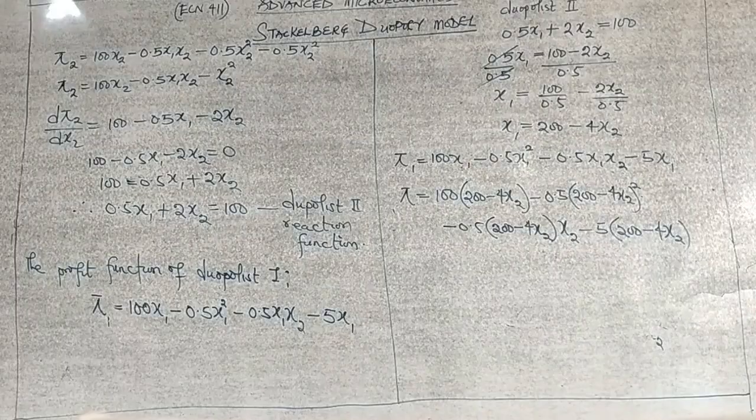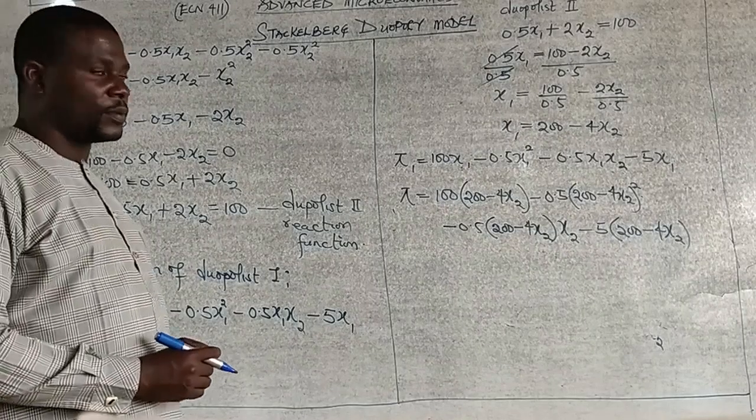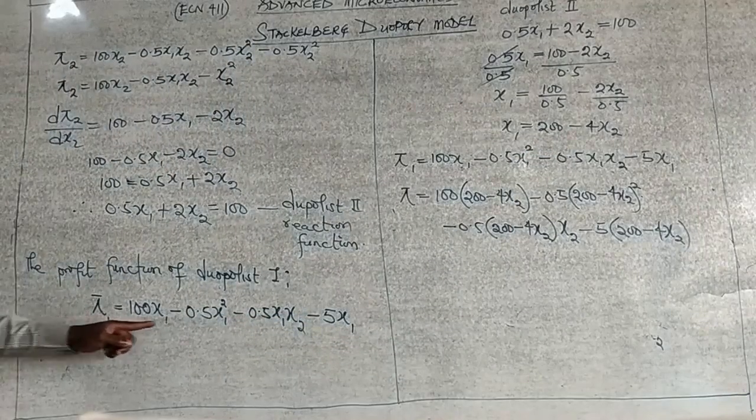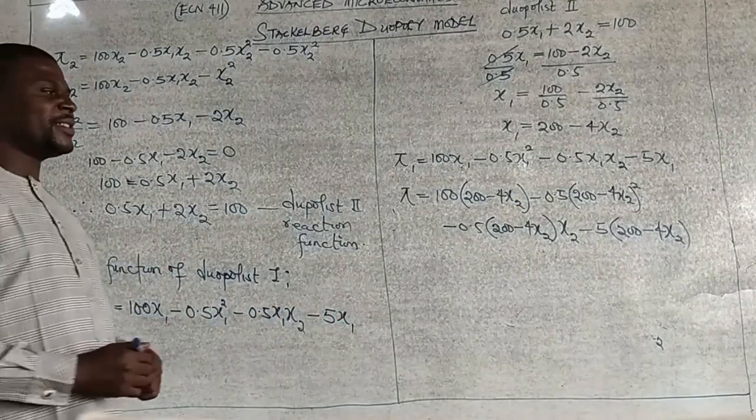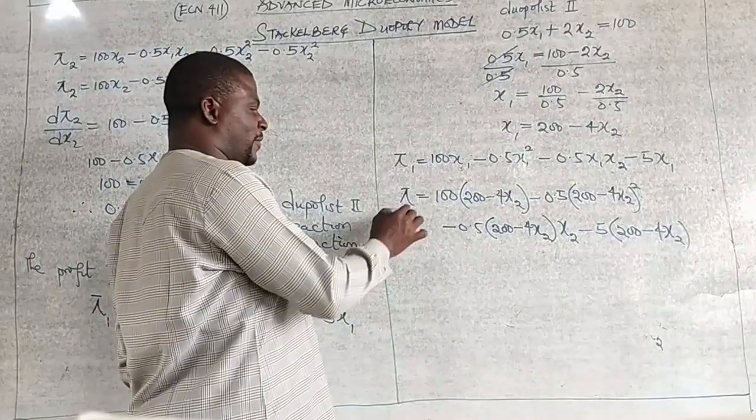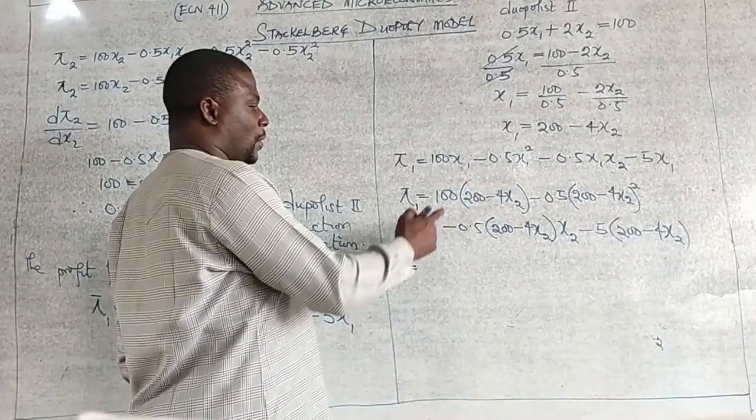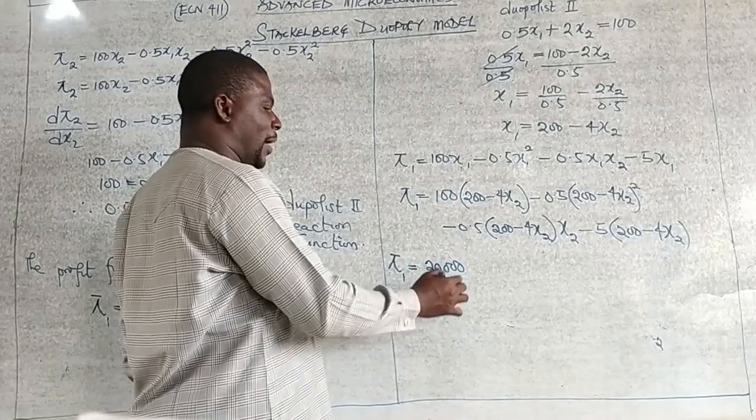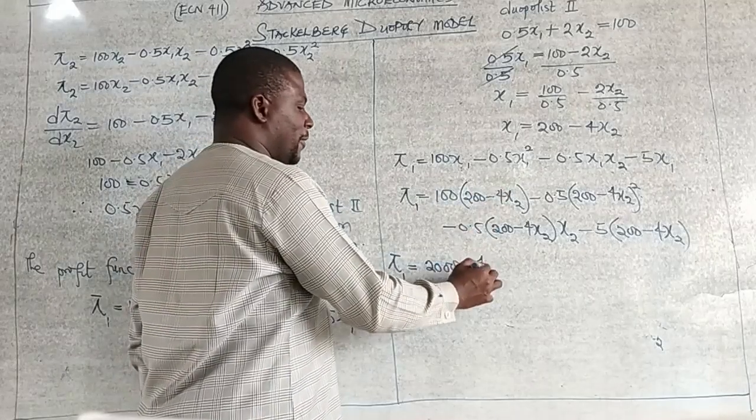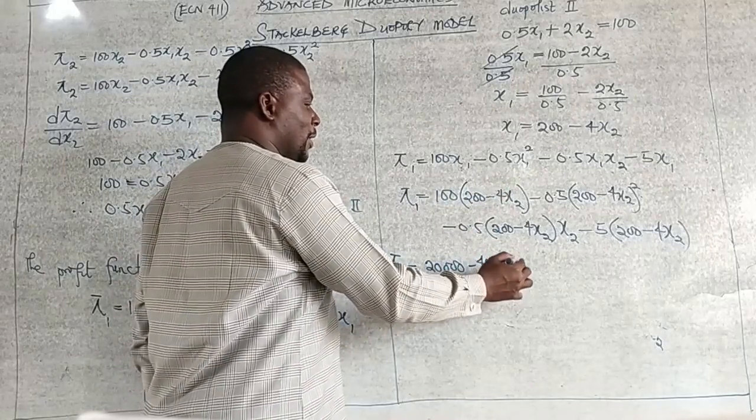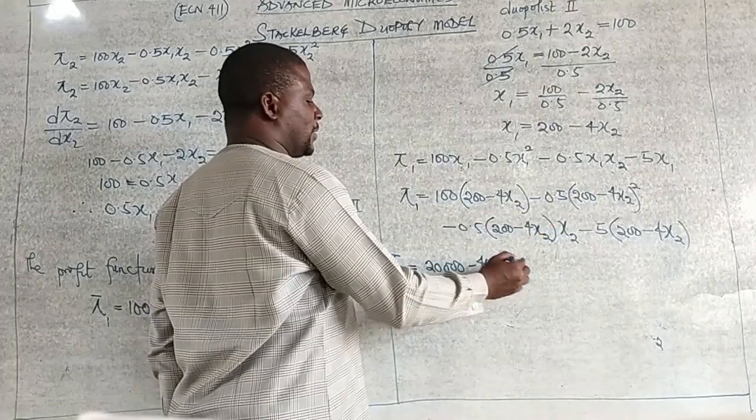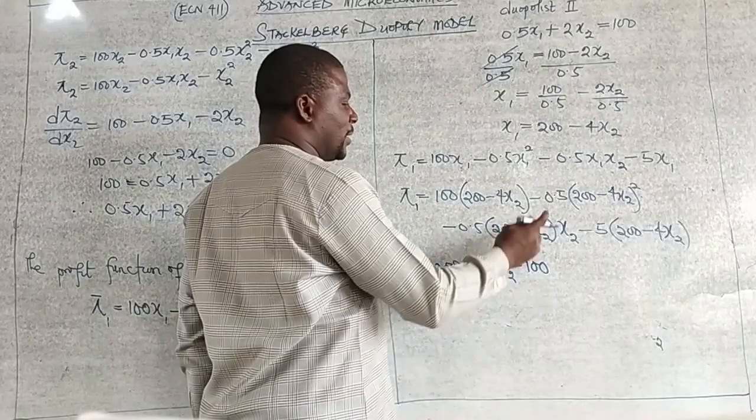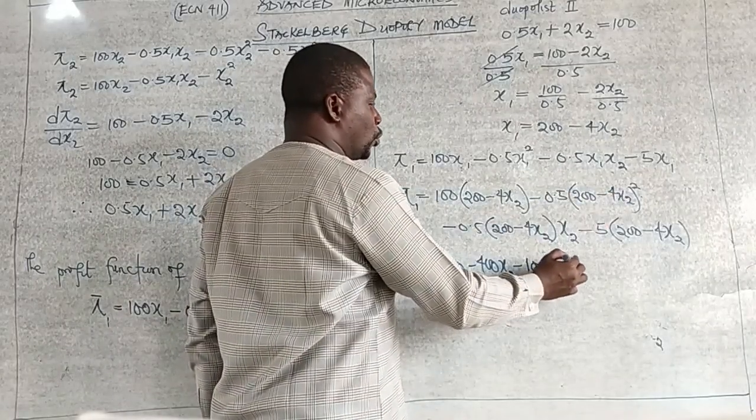Have I done magic? No, you're right. I'm substituting x1 inside this profit function anywhere I see x1. So let's tidy this. Expand it. What are you going to have? 100 times 200 is 20,000, right? Then 100 times 4, what's that? 400x2. Then minus 1.5 times 200, what's that?